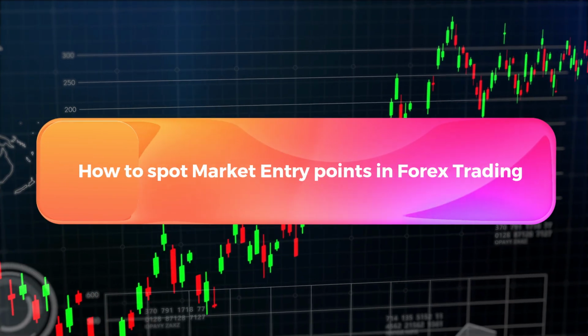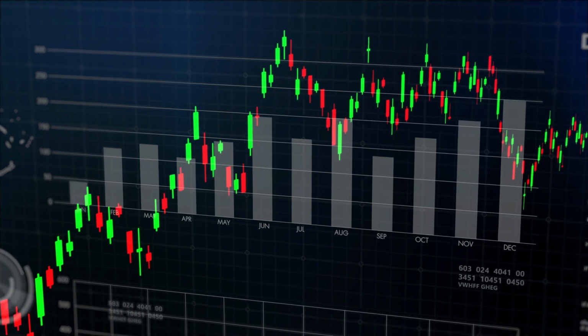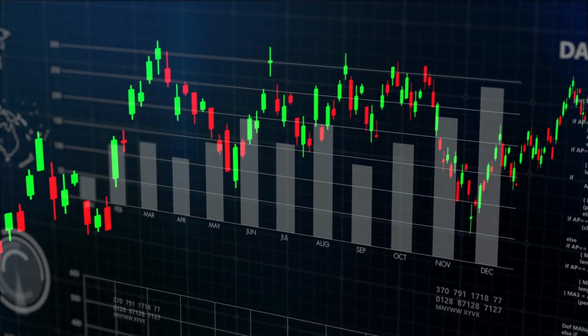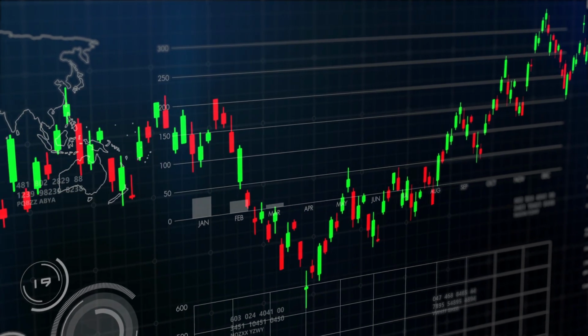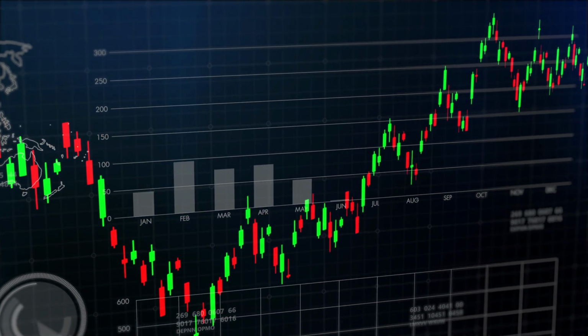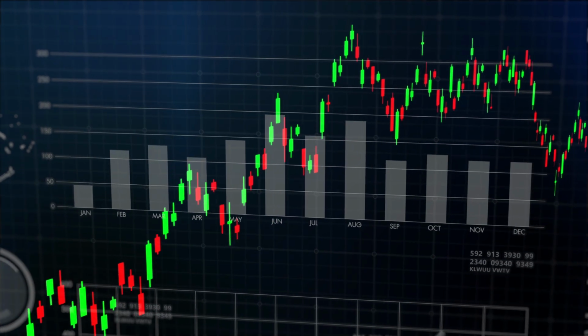How to spot market entry points in Forex trading. Spotting market entry points in Forex trading involves identifying the optimal times to buy or sell a currency pair, aiming to maximize profit potential while minimizing risk. Here are some strategies and tools to help you spot good entry points.